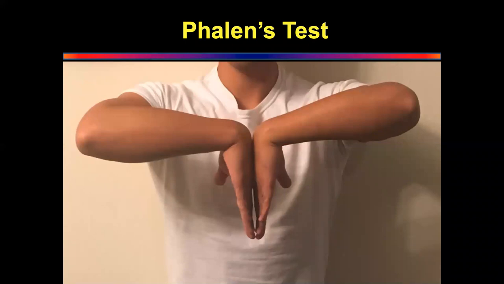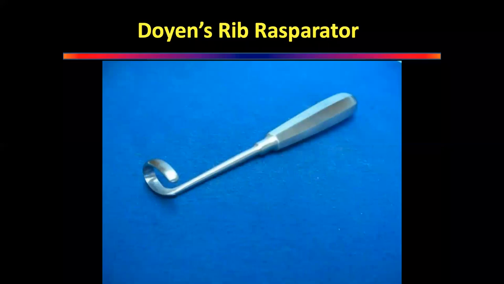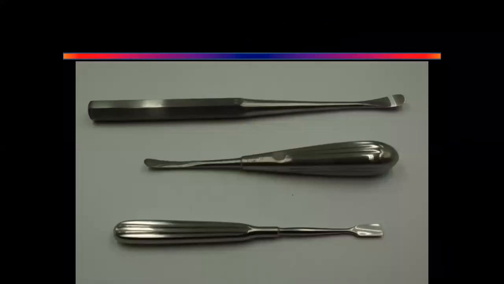Again, purely repetition, but it's worth it because I want you to tell me the names of all the instruments, okay? What is this? Write down. One mark if you get the name correct. You have to use the name of the person. I want to know the name of the person whose instrument this is. Okay, it's Doyen's rib respirator. What is this?